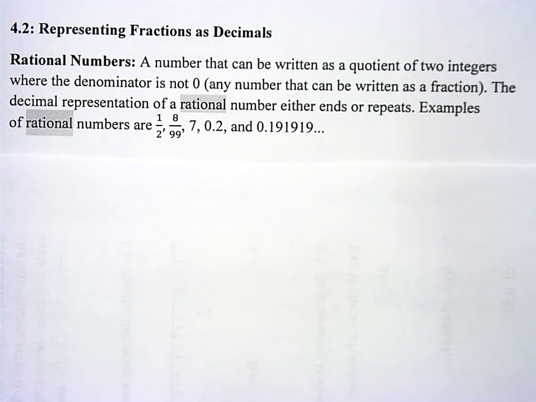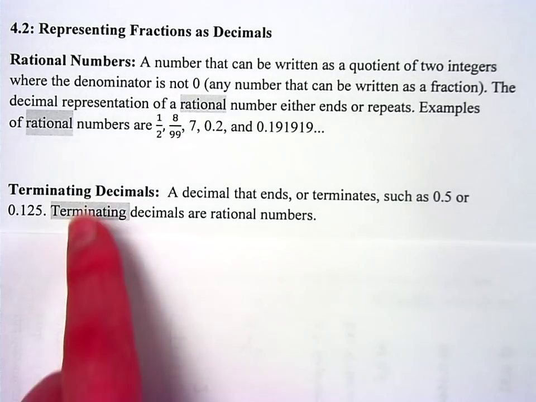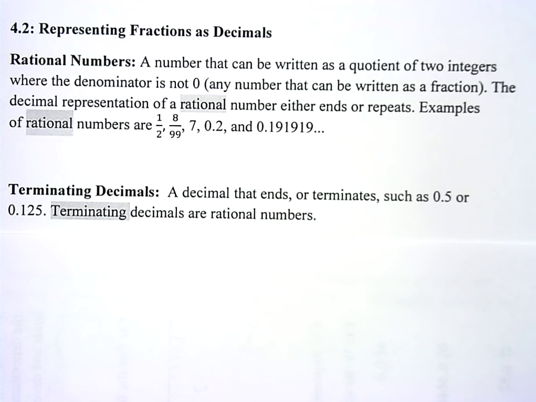Now let's talk more closely about repeating and terminating decimals. A terminating decimal is a decimal where you are doing division, and at some point in time there is no remainder. So the division stops. So 0.5, 0.125, 3.24, all of those would be examples of terminating decimals. Any whole number is also a terminating decimal.